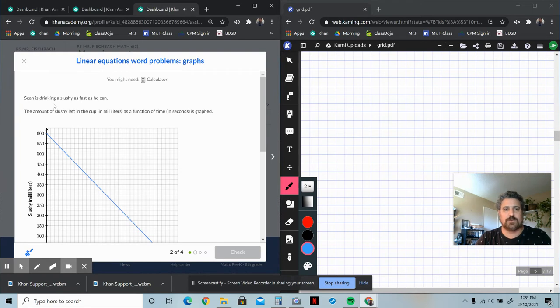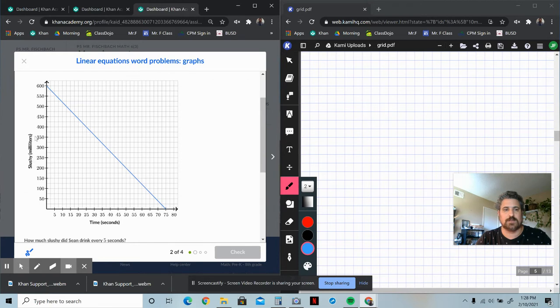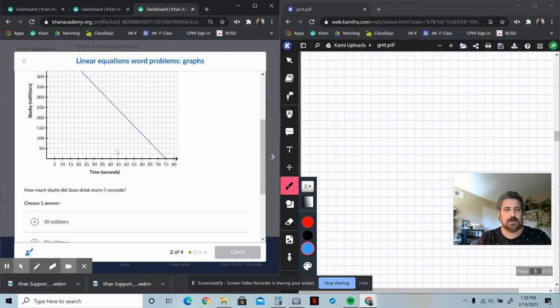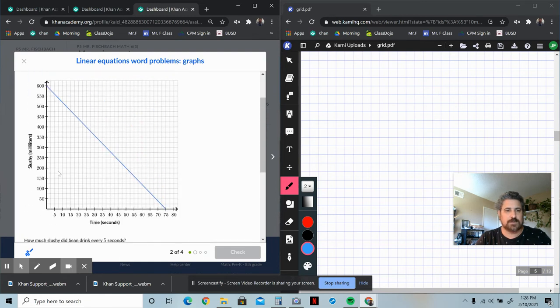Right, it says Sean is drinking a slushy as fast as he can. The amount of slushy left in the cup in milliliters as a function of time in seconds is graphed. So here you've got slushy milliliters and you've got time in seconds, all right? So it starts off with 600 milliliters of slushy, and then over the next 75 seconds, the slushy disappears to nothing, okay? So it says, how much slushy did Sean drink every 5 seconds? Okay, so every 5 seconds, how much does he drink?